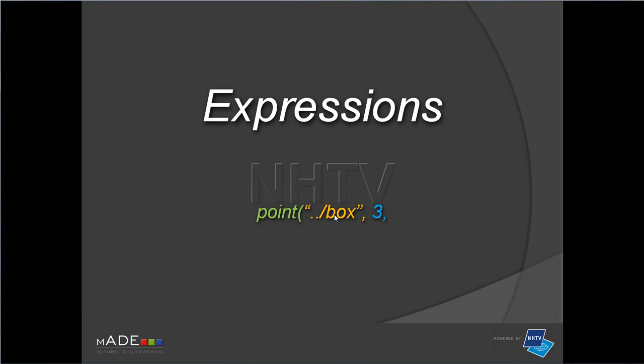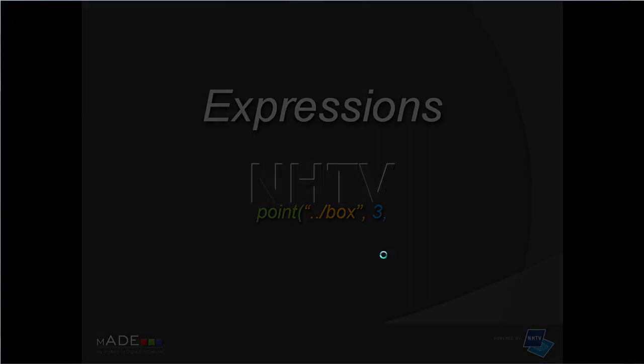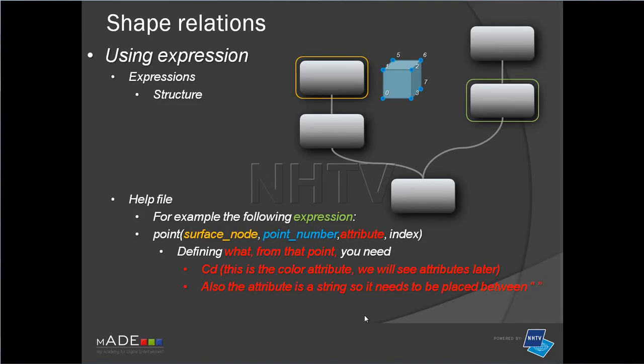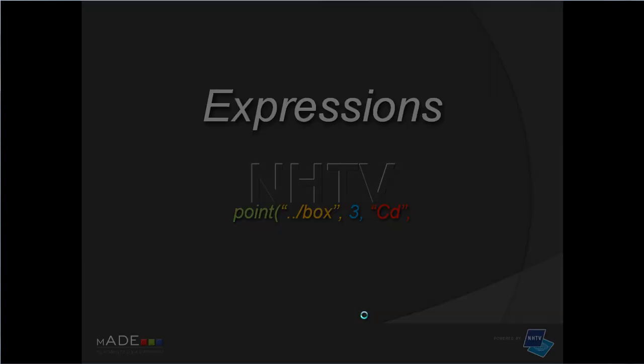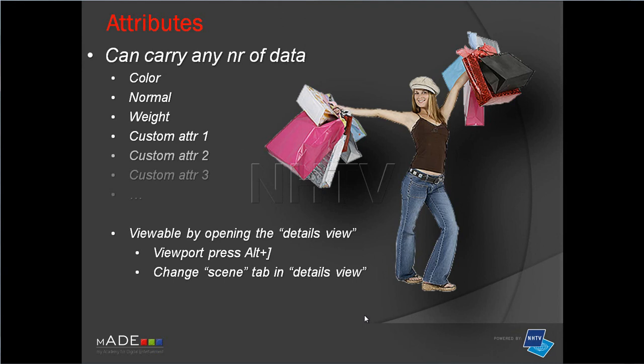So get first the node, and then which point on that node. Now we're going to get the information, what kind of information we want to have, and that's the attribute. Points can have many attributes, as can polygons, vertices, and objects themselves. Now, what is an attribute? An attribute is something which has a name and that can carry data.